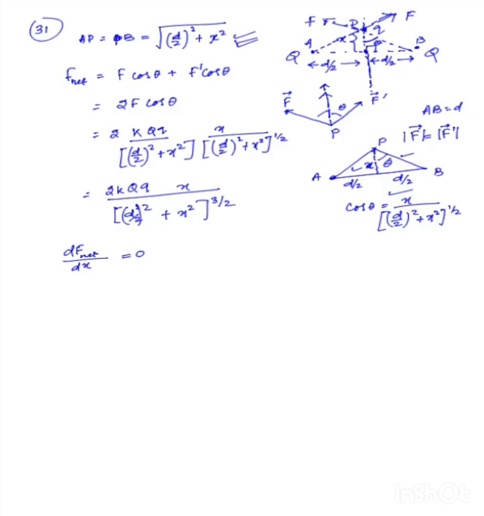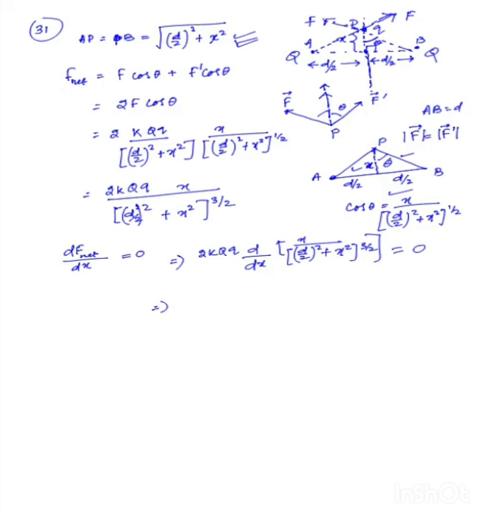So in that case, we just take that as 2kqQ; k, q and Q are all constant terms, because we are taking the derivative with respect to x. So this is d/dx of x over (d/2)² plus x² raised to the power 3/2. Now taking the derivative, and we obviously set it to 0.